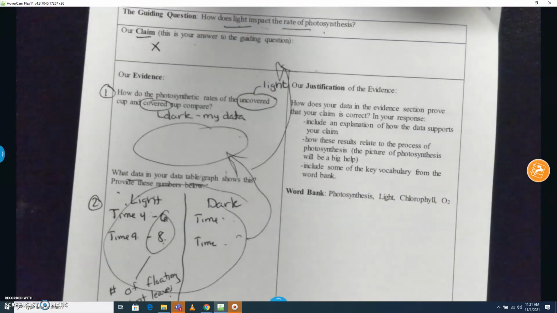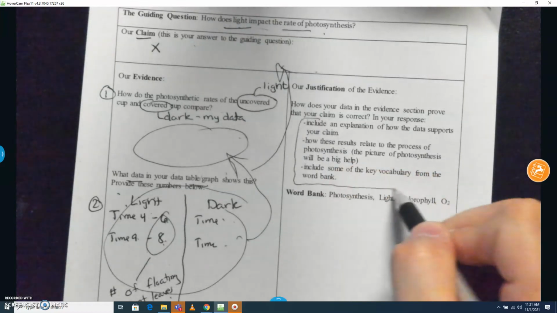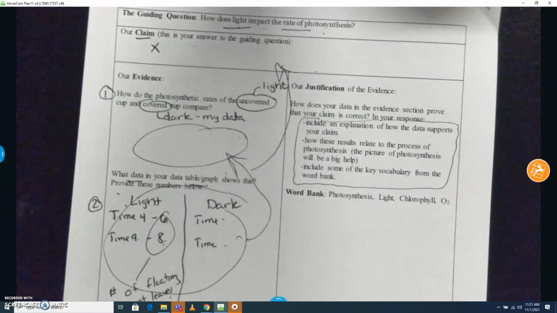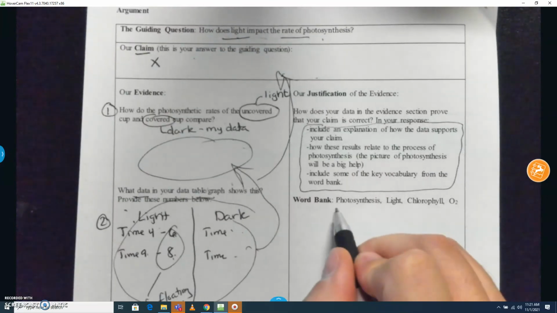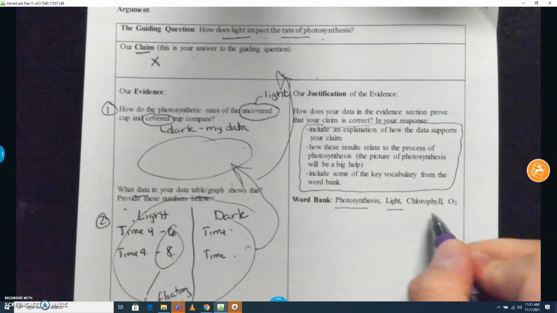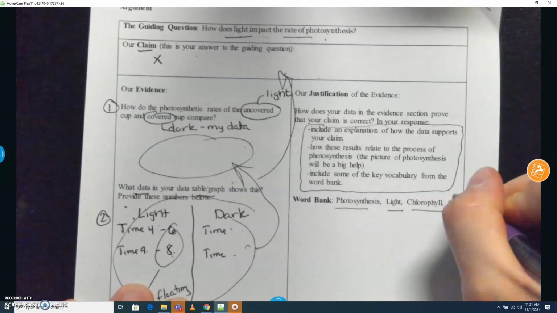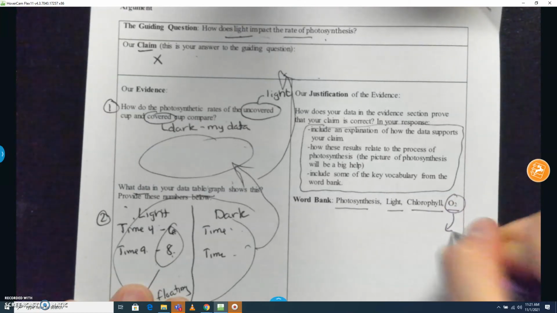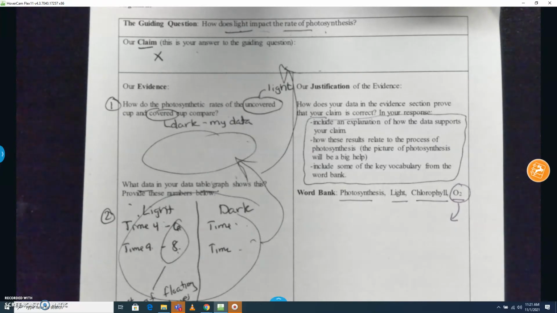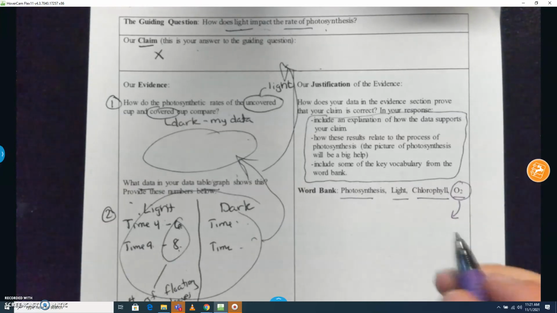In your justification, answer these questions. And again, you have some keywords to kind of include: photosynthesis, light, chlorophyll, oxygen. Include those in your discussion. By the way, oxygen, we know that it is a product of photosynthesis. It is made. That is what actually caused the plants to float.